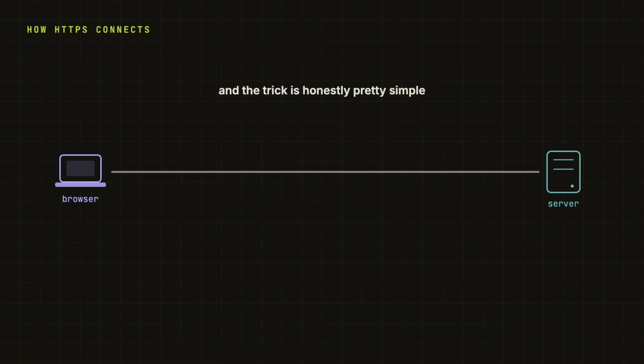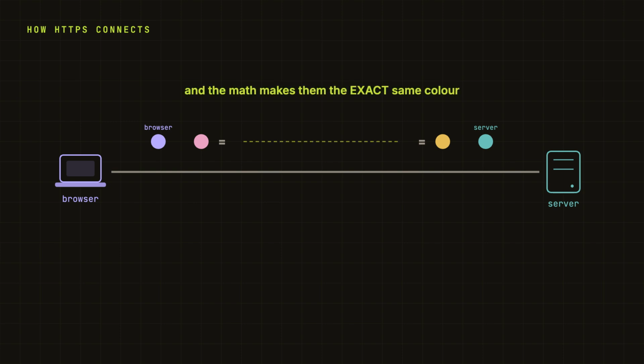And the trick is honestly pretty simple, once you see it. Think of mixing paint. Each side has a private color it keeps to itself and never shares. And each side has a public color it is happy to shout across the pipe. Now, the browser mixes its own private color with the server's public color, and the server mixes its private color with the browser's public color. And here is the whole thing. Because of the math underneath, those two mixes come out to the exact same color. The same shared secret. Both sides now have it.